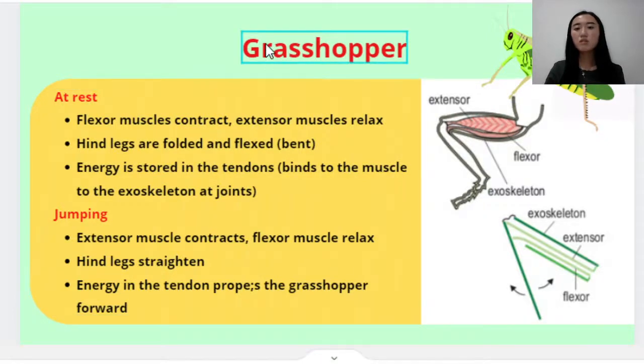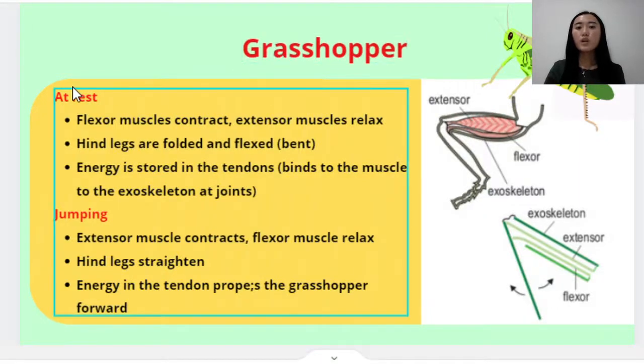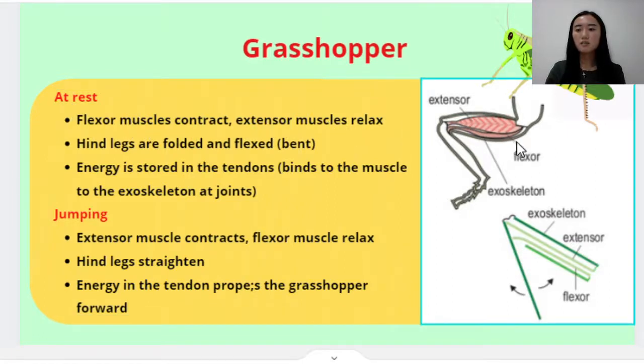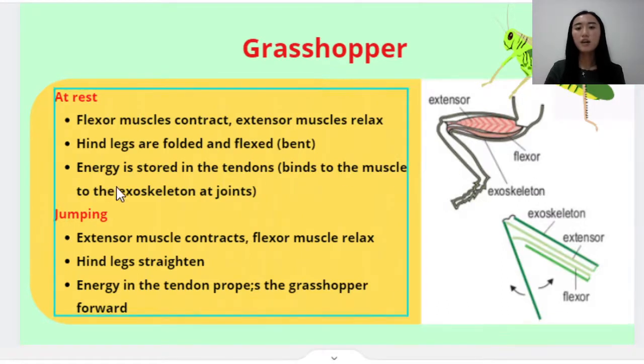Then we will also look at the grasshopper. When the grasshopper is at rest, its flexor muscle contracts and extensor muscle relaxes. Flexor muscle and extensor muscle, as you can see in this diagram. The hind legs of the grasshopper are folded and flexed, or we call it bent, and energy is stored in the tendons, which bind the muscle to the exoskeleton and joints.